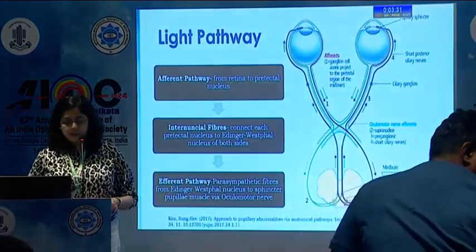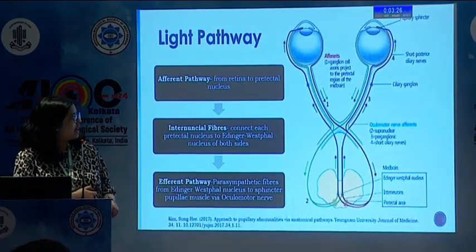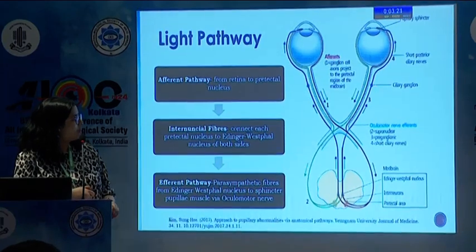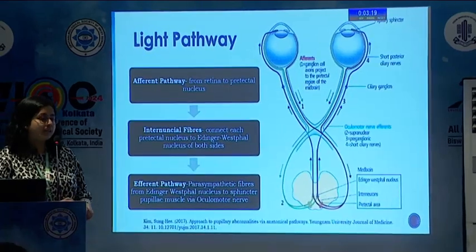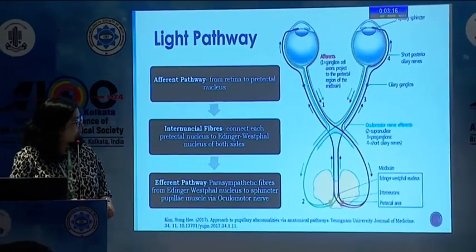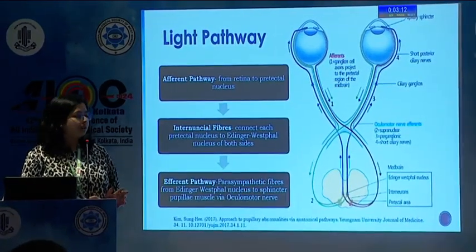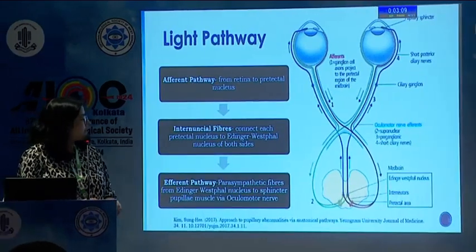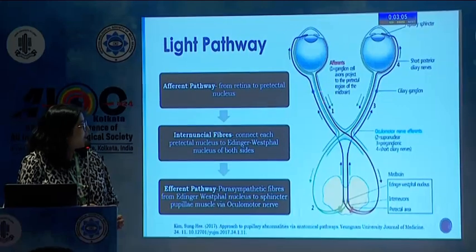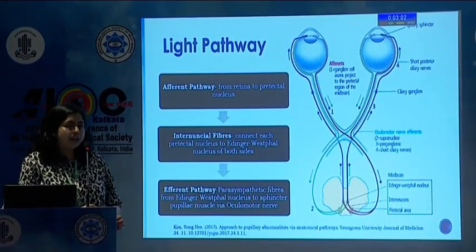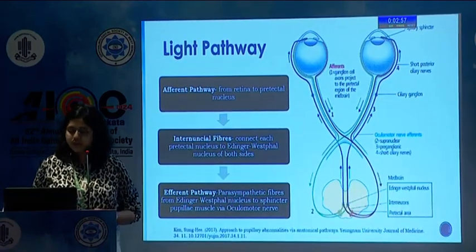It's a light pathway. It starts from the impulses which are generated in the photoreceptor cells in the retina and travels all the way along the optic nerve, optic chiasma, optic tract to the ipsilateral pretectal nucleus. From there, the internuncial fibers supply the bilateral Edinger-Westphal nucleus. This forms the basis of the consensual light reflex. The efferent pathway from the Edinger-Westphal nucleus travels along the oculomotor nerve and relays in the ciliary ganglion. From there, the short posterior ciliary nerves innervate the sphincter pupillae muscle, which causes pupillary constriction.